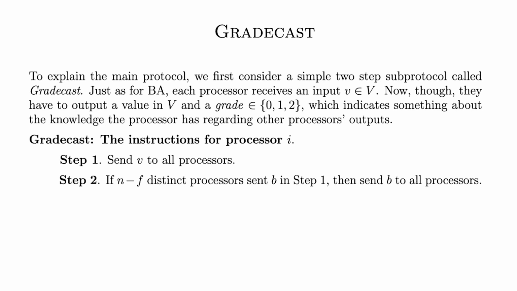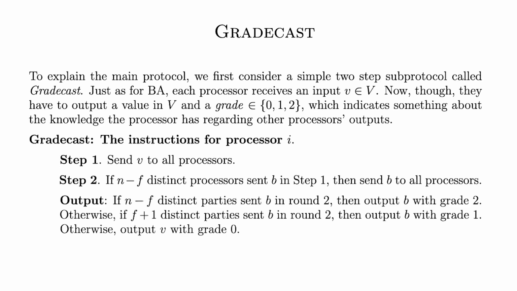Hopefully it's clear why we consider n minus f here. If you ask for anything more than that, then the faulty processes can just not do anything and you won't send anything. So first you're sending v to all processes. And then step 2, if n minus f distinct processes send v in step 1, then you send v to all processes. So far, it might not be immediately clear exactly why that step 2 is there, but we'll see why.